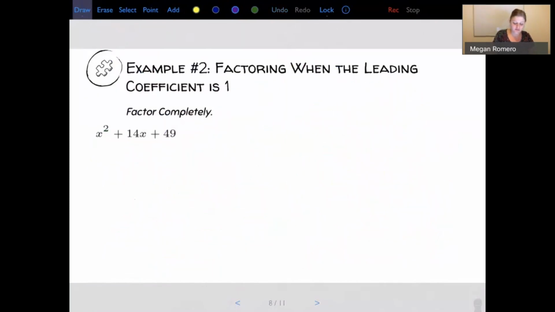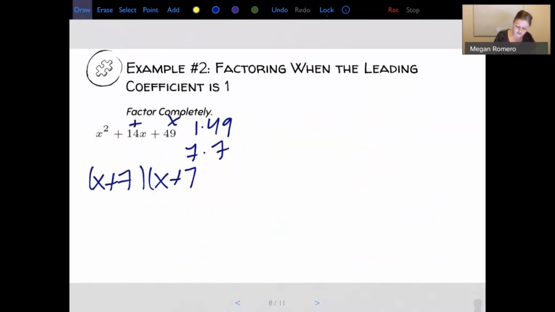In the next example, we have x squared plus 14x plus 49. Depending on how you do this, you're looking for two numbers that multiply to give 49 and add together to give 14. In this case, 49 is 1 times 49 or 7 times 7. So this would be x plus 7 times x plus 7. Notice x plus 7 times itself can be written as x plus 7 squared.